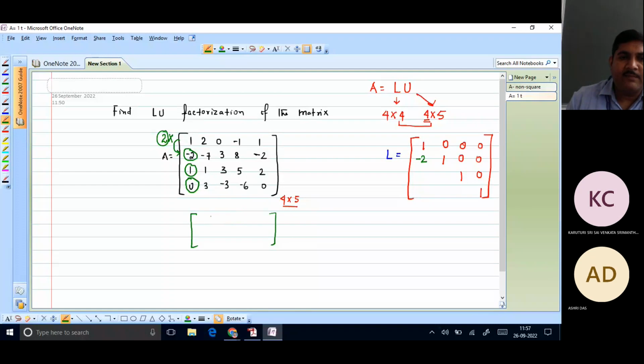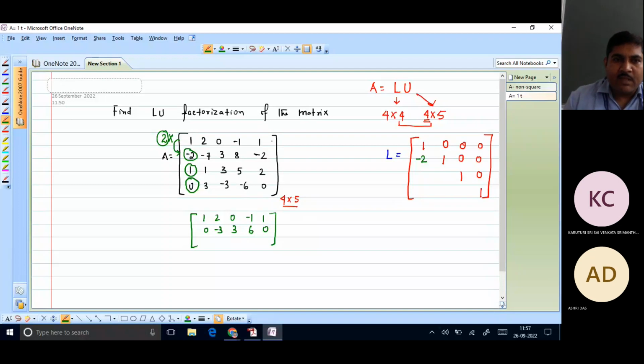You can see I have 1, 2, 0, -1, 1, and now see 2 into 1, 2 minus 2 is 0, 2 into 4 minus 7, that is -3, 2 into 0 is 0 plus 3 is 3, 2 into -1 -2, 8 minus 2 is 6, 2 into 1 is 2 minus 2, that is 0. So I will fill all the entries. Entries are 0, -3, 3, 6, 0.